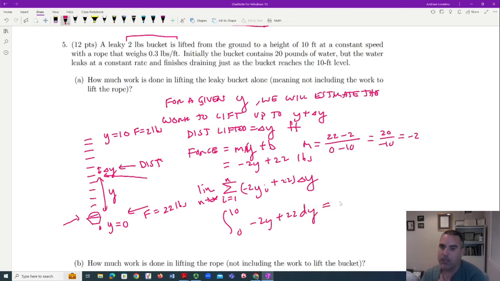I was just explaining. So this becomes negative y squared plus 22y from 0 to 10. When I plug in 10, I get negative 100 plus 220. So I think that's just 120 foot-pounds.